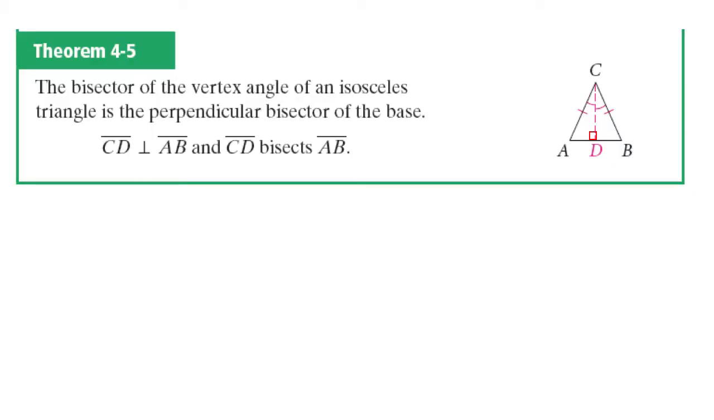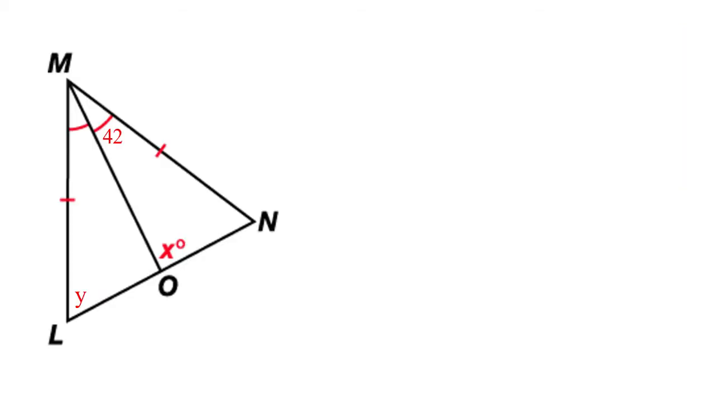The next theorem states that the bisector of the vertex angle of an isosceles triangle is the perpendicular bisector of the base. So because of the fact that this segment splits these top angles in half, we can automatically assume that this is a right angle and this is a right angle as well. So the way this is applied in problems is if we see in this problem we have something like this where these both have this congruent marking. So since this angle is 42 and the mark means that this is 42, we can automatically assume that these are right angles. So that gives us that x is equal to 90.